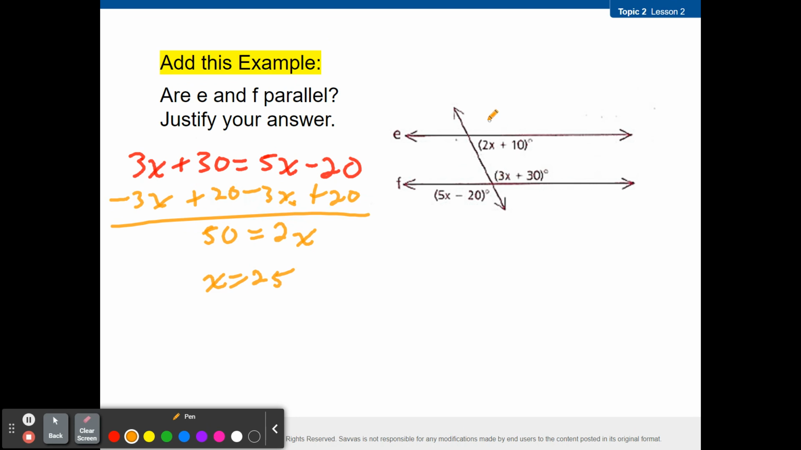Very good. So I'm going to substitute that in. So this will be 2 times 25 plus 10. That leaves me with 60. This is going to be 3 times 25 plus 30. So that's 75 plus 30. That's 105. If I add these up, do they add up to 180? Do they? No, right? They add up to 165. So they're not equal to 180. So that means E is not parallel to F.